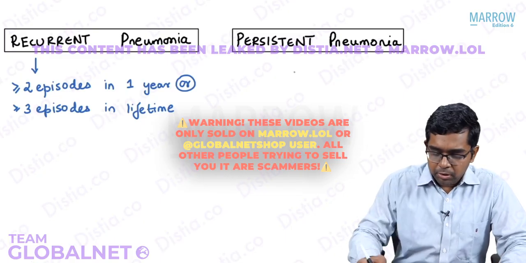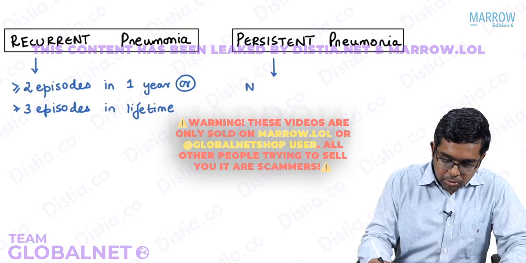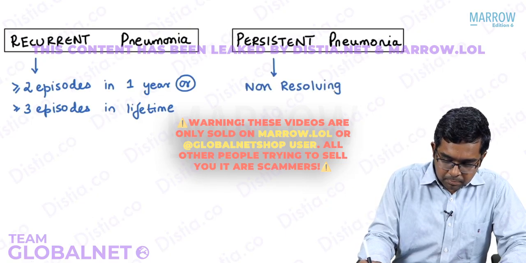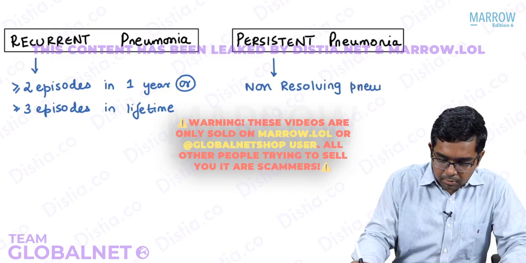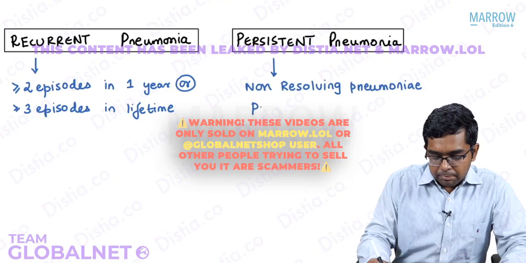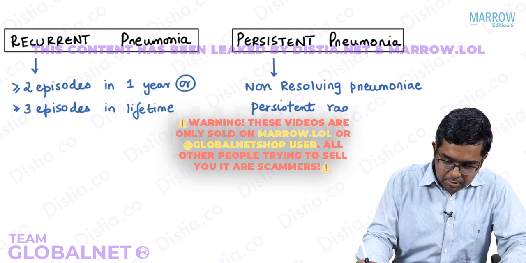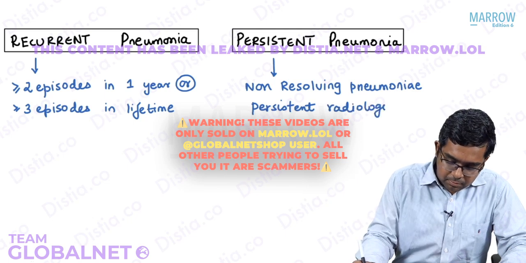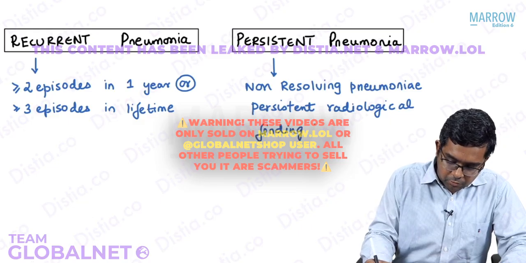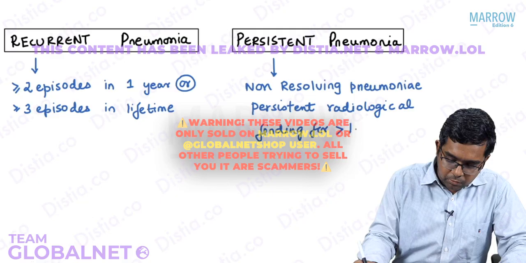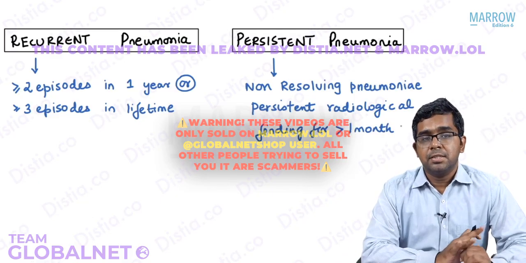And what is persistent pneumonia? It is defined by non-resolving pneumonia characterized by persistent radiological findings for more than 1 month. You call it persistent pneumonia.